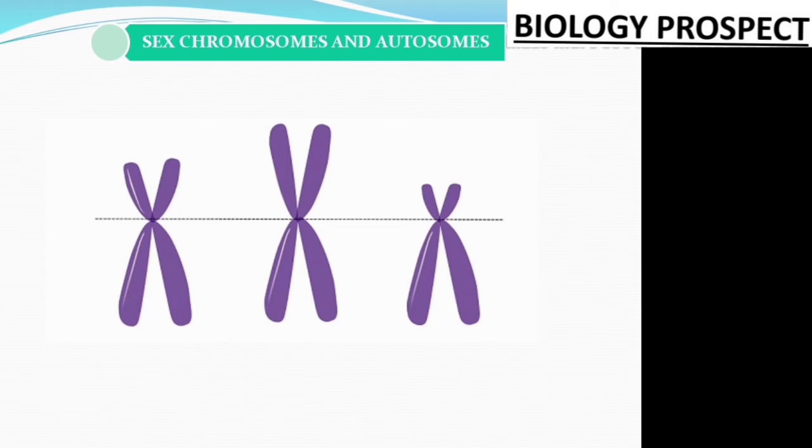Actually, they are known as homomorphic or homologous chromosomes, where the two chromosomes of a pair have equal shape and size. That is known as a homologous chromosome. And when the two chromosomes of a pair are not equal in size or shape, they are known as heterologous or heteromorphic chromosomes.